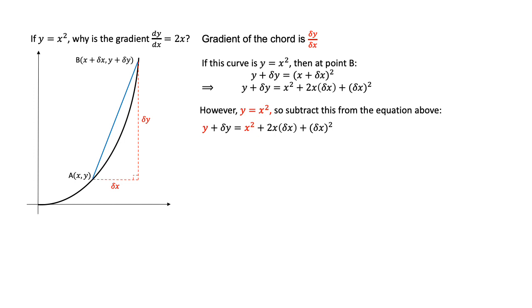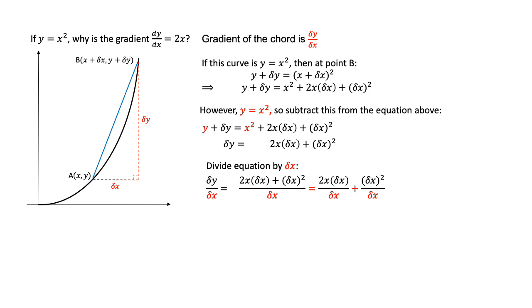But we know in this case that y does equal x squared. So I can actually cancel down the y and the x squared from that line, as you can see there, and we are left with delta y is equal to 2x delta x plus delta x squared. Now, we're trying to aim for the gradient of this chord, which is delta y by delta x. So to make that the subject of this equation, I've got to divide both sides by delta x, which is what I've done there.